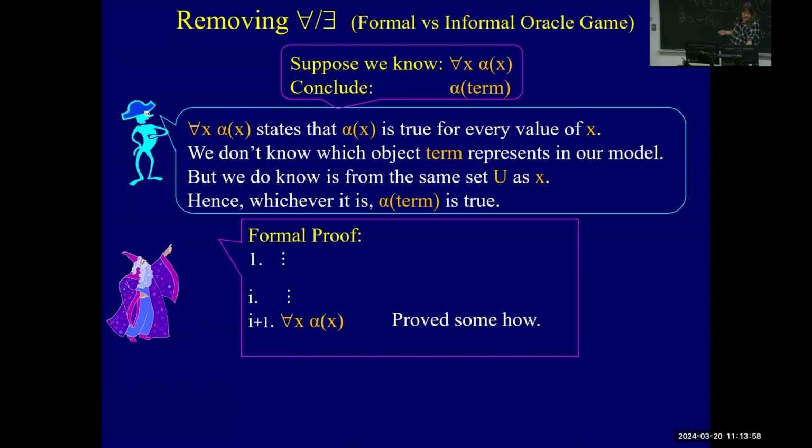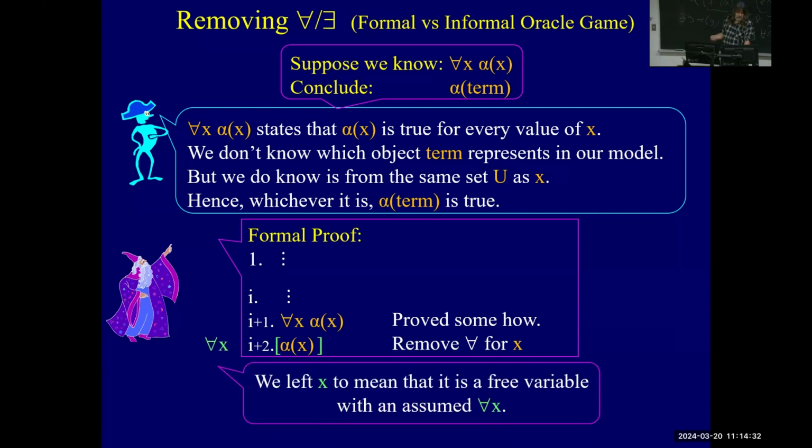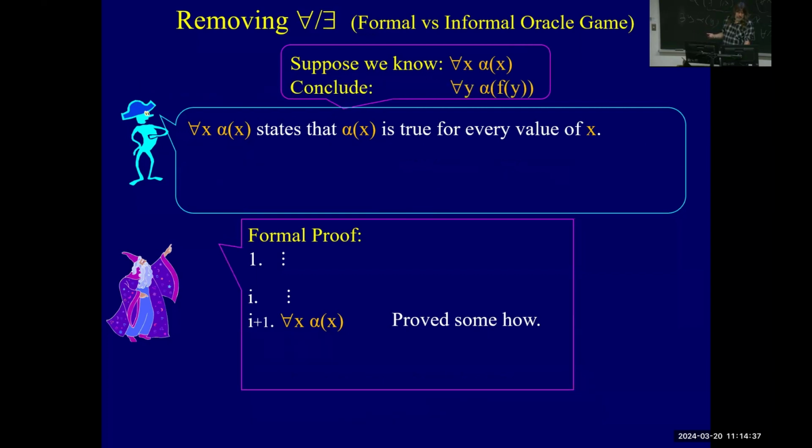So if somehow you prove the for all X, so now you have an oracle assuring you of it, then you can plug in, well, if it's true for all X, it's true for whatever object I want to plug in. Does that make sense? I can plug in Sam. I can plug in an arbitrary free variable X, which is still a free variable, so it still means kind of the same thing.